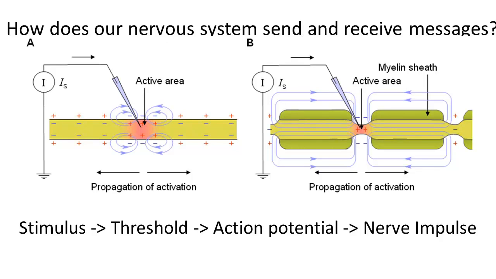How does our nervous system send and receive messages? This response is driven by what's called a nerve impulse, an electrical charge traveling the length of a neuron caused by a stimulus. This is also known as an action potential.